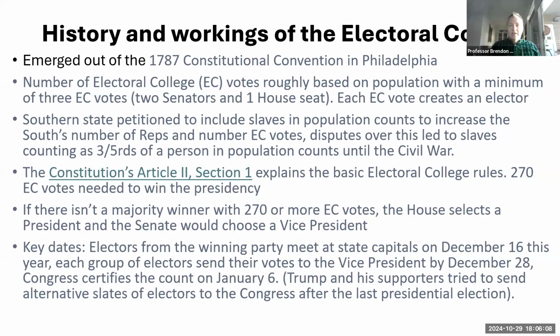Today, as I said, you need 270 electoral college votes to win. If there's not 270 electoral college votes for Trump or Harris in the election that's coming, then it's decided by the House of Representatives. Now, if there was a third-party candidate like Robert Kennedy Jr. and they won some large state by chance, even if it was very close, how it is decided by the House of Reps is pretty complicated.